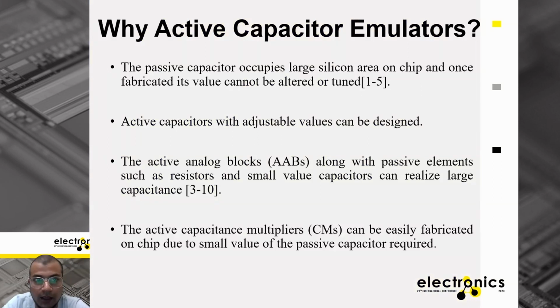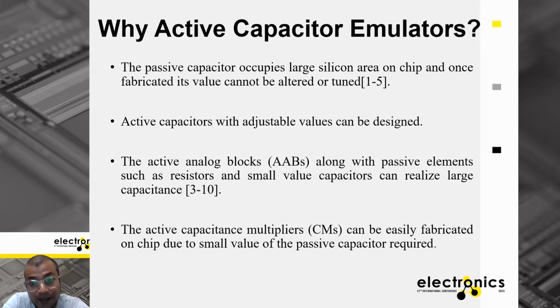So why capacitor emulators? Basically, passive capacitors occupy a large silicon area when we fabricate them on chip. There are many times where we require large capacitance values. In order to generate those values, we use analog active blocks like operational amplifiers or current conveyors, together with small value capacitors and resistors, to multiply the value of the passive capacitors and make the value higher. These are called active capacitor simulators or emulators.